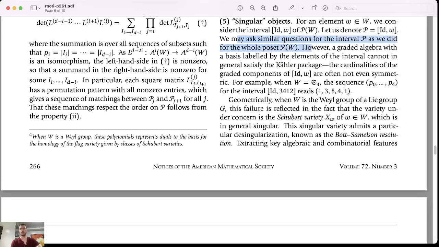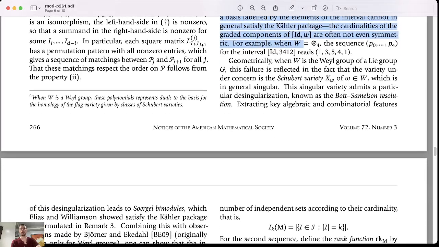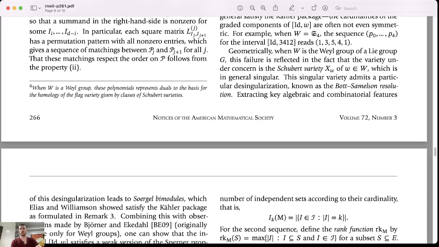However, a graded algebra with a basis labeled by the elements of the interval cannot in general satisfy the Kähler package. The cardinalities of the graded components of the closed interval from identity to w are often not even symmetric. For example, when W is the symmetric group on 4 characters, the sequence P0 through P4 for the interval reads 1, 3, 5, 4, 1.